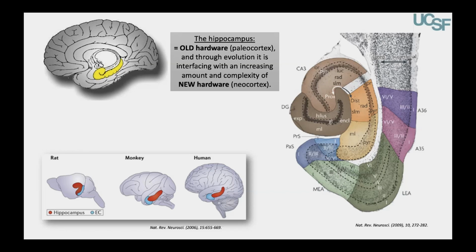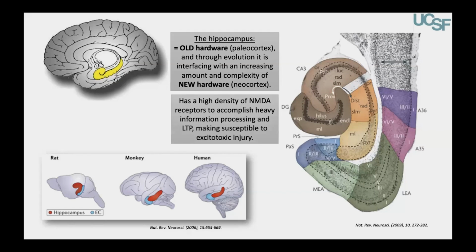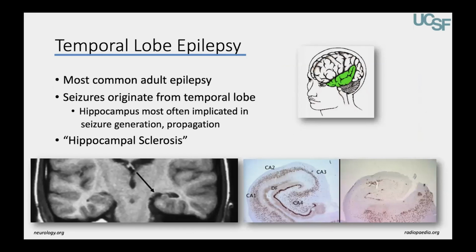And it's got a really high density of what we call excitatory receptors, NMDA receptors. I think Dr. Waung mentioned those. So there's too much excitation. This structure is really prone to being scarred and to developing epilepsy and seizures. So, I mentioned temporal lobe epilepsy, the most common adult epilepsy that we see, and seizures originate from the temporal lobe. It's not always the hippocampus, but it commonly is, for the reasons I just mentioned.